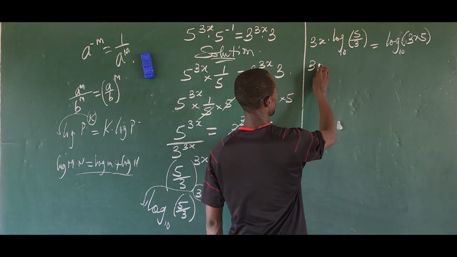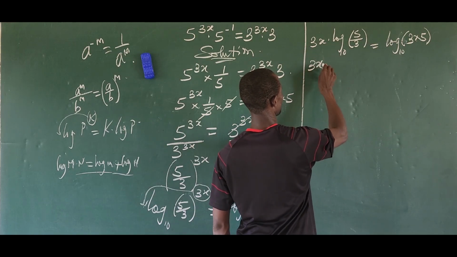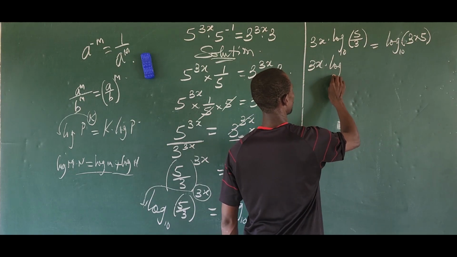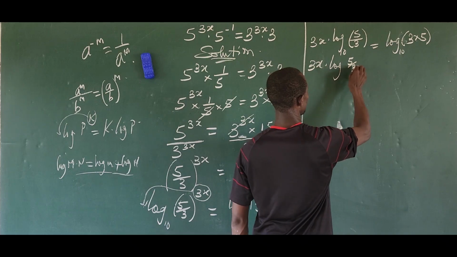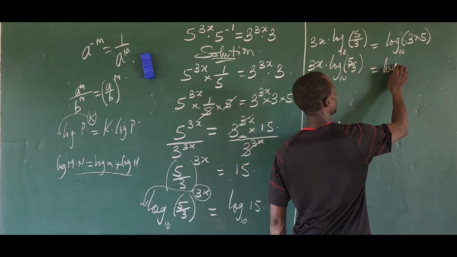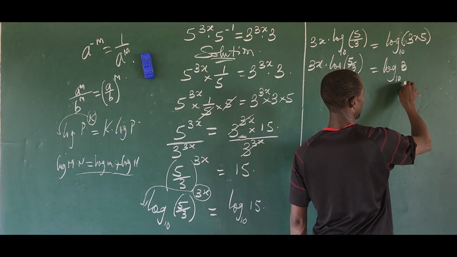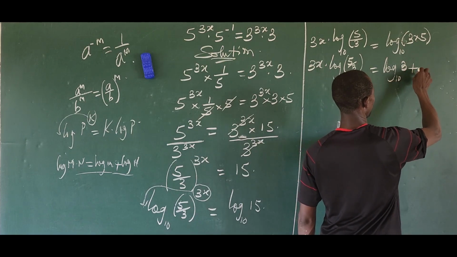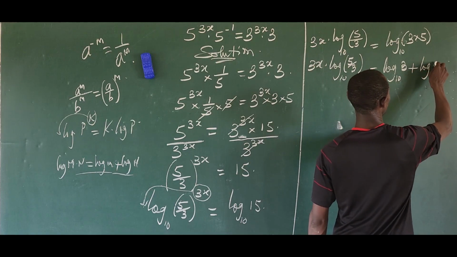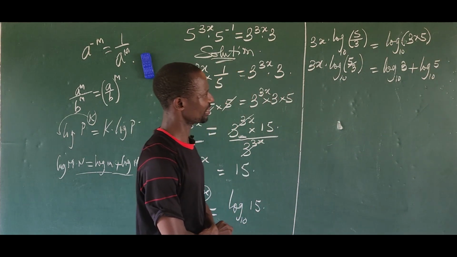So it's going to give us 3x times log of 5 all over 3, base 10. This is equal to log 3 base 10, plus log 5 base 10. Easy.